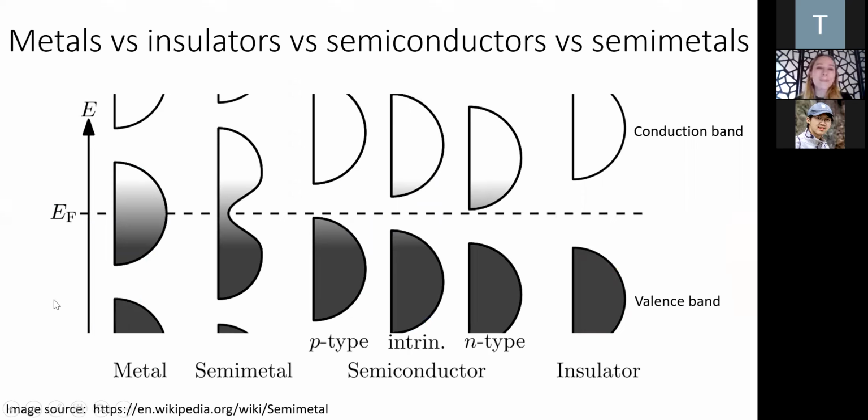In the coming slides, I'll also be discussing some terminology that I want to clarify here: metals versus insulators versus semiconductors versus semi-metals. This view graph summarizes all those differences. Let me start by noting that E sub F is called the Fermi energy, and it represents the highest energy occupied state.